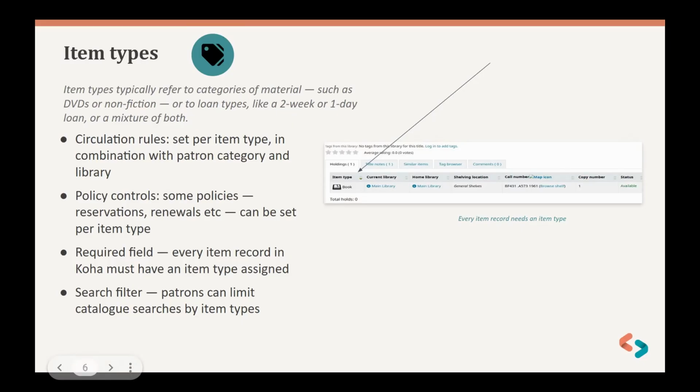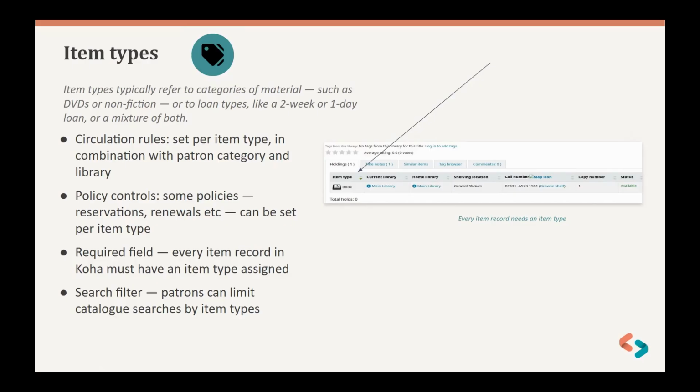Next is the item types. Item types typically refer to the physical or digital categories of material, like DVDs or non-fiction, or they can refer to loan types such as 2-week loan or a 1-day loan, and sometimes a mixture of both. Like libraries, the item types are very important because circulation rules require a library, an item type, and a borrower category, which we'll look at shortly.